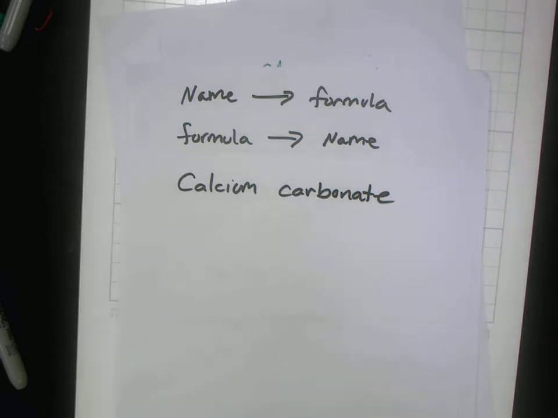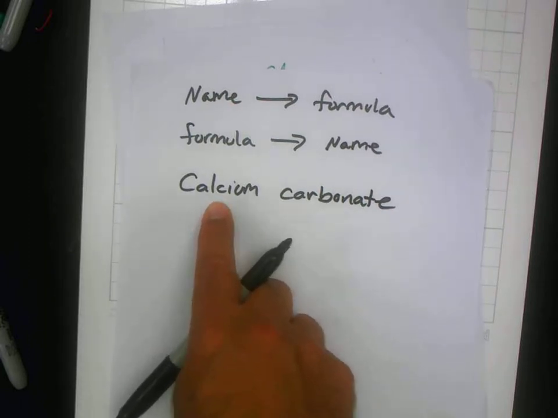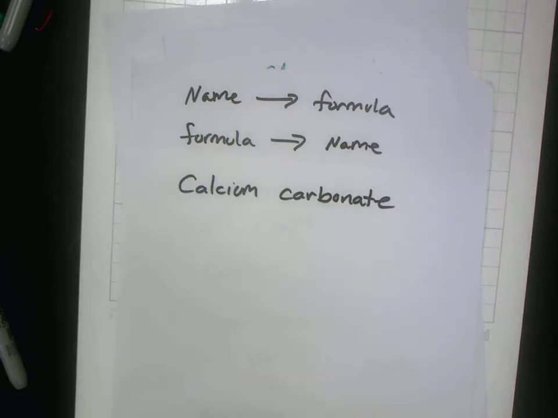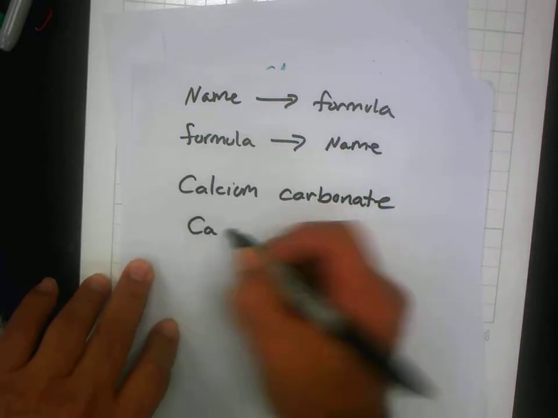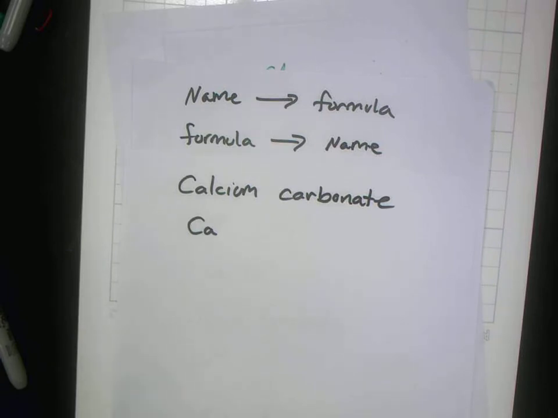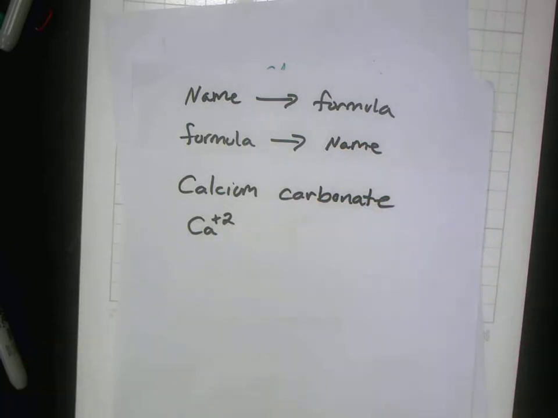Once again, ionic compounds always have two ions. The first ion is right there, calcium, and we just do it like we did before. Calcium, we can find on the periodic table. It's number 20, and its symbol is Ca. Since it's in column 2, it has a +2 charge, just like we did with the simple binary ionic compounds.